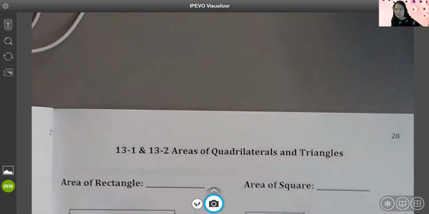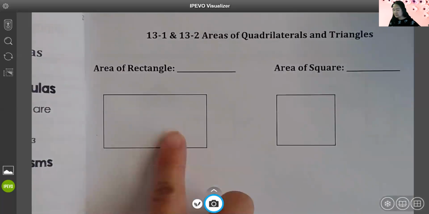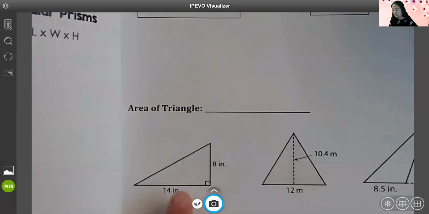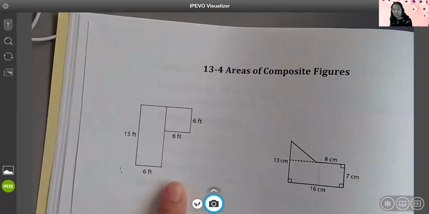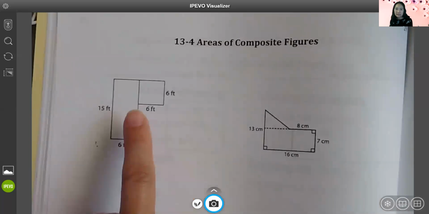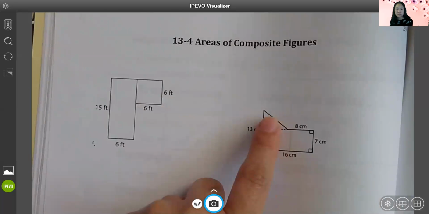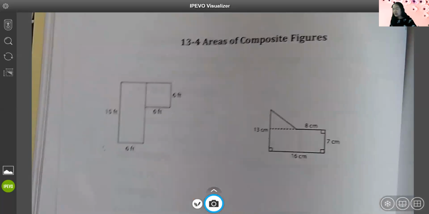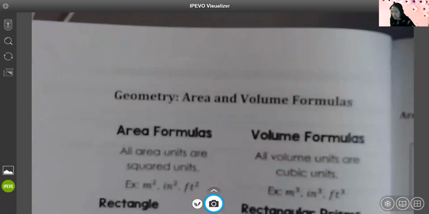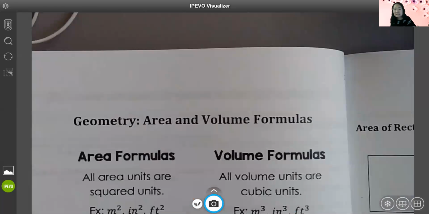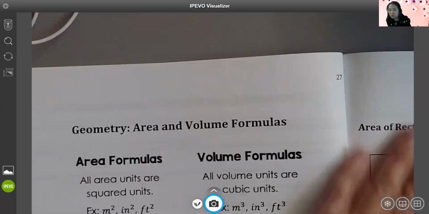So today's notes are going to be on page 28. We're going to talk about the area of rectangles, squares, and triangles, and a little bit about area of composite figures, which means the areas of two different polygons, such as a rectangle and a triangle, put together, okay? Also, we're going to talk a little bit about the perimeter, which is the distance around the outside of a polygon, which you should already know what to do, okay?